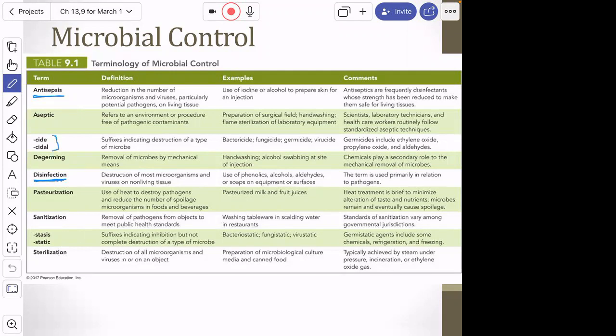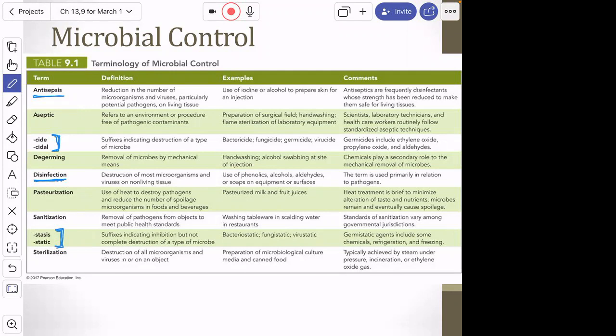These terms, cide and cidal, they're not terms, sorry, they're suffixes, or stasis or static. If a chemical is termed cidal, say it's bactericidal, that means that it kills bacteria. Fungicidal, a fungicide, is one that kills fungi. If something's considered bacteriostatic, for instance, that just means that it keeps bacteria from growing. Most of the time we're aiming to kill whatever is on that surface, but sometimes it's good enough to just keep it from growing.